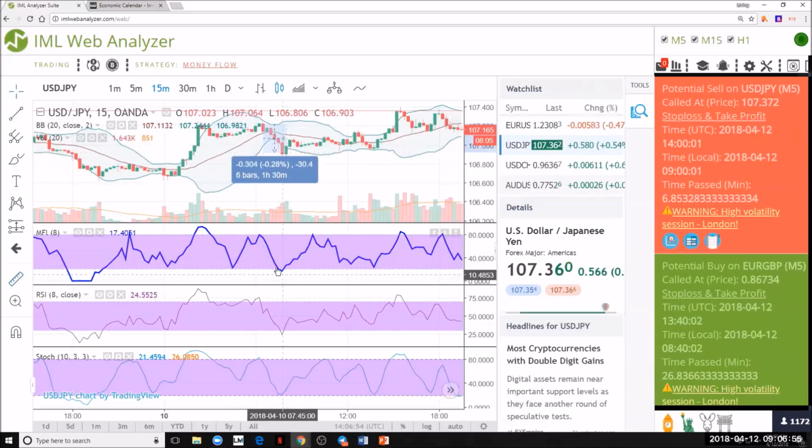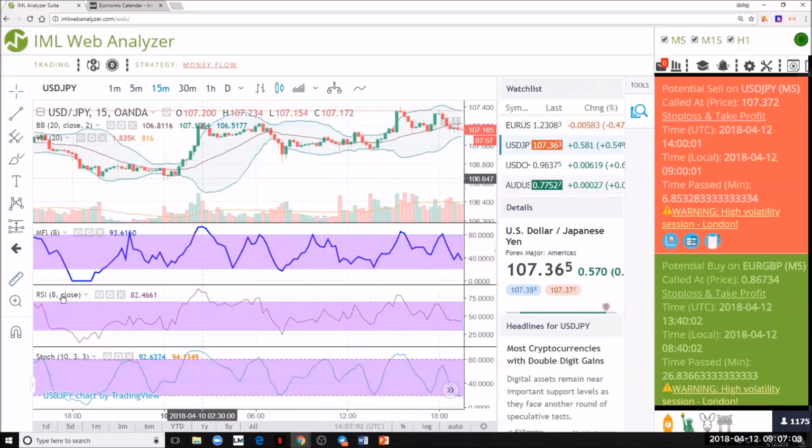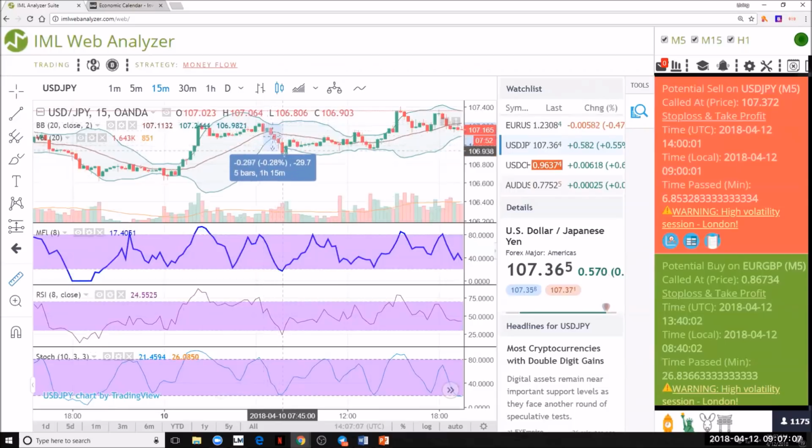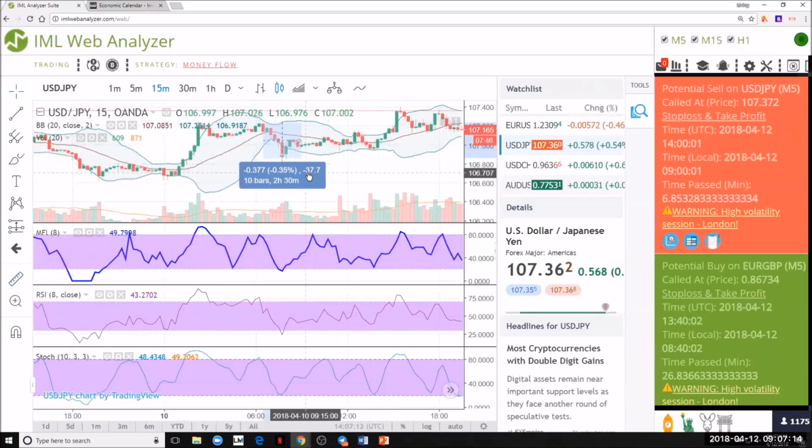I would probably just get out here at the bottom and not wait on it to pull back, because you know it's going to. So let's just see what that wave produced. Yeah, so from here to here, that was 37 pips.